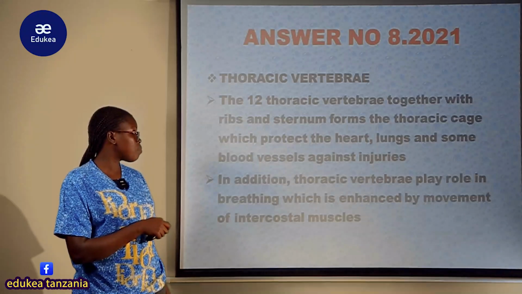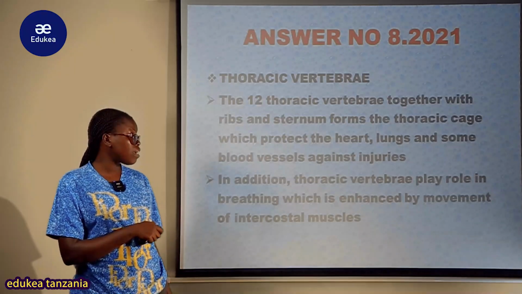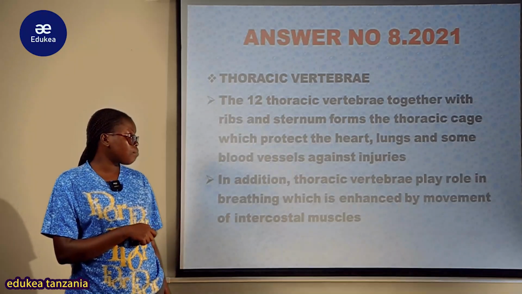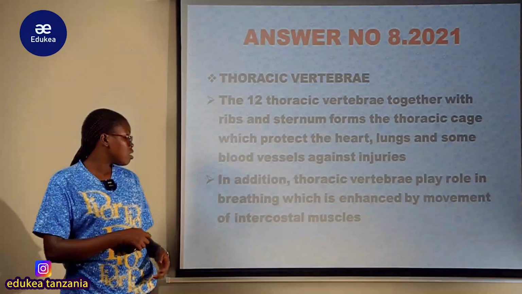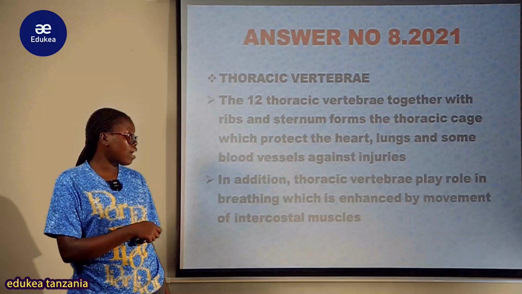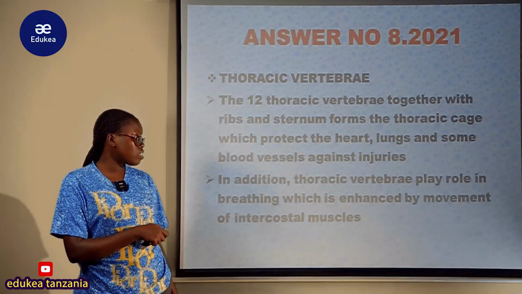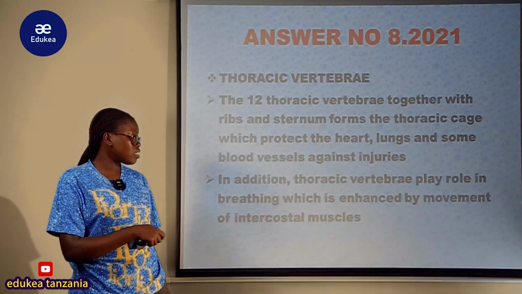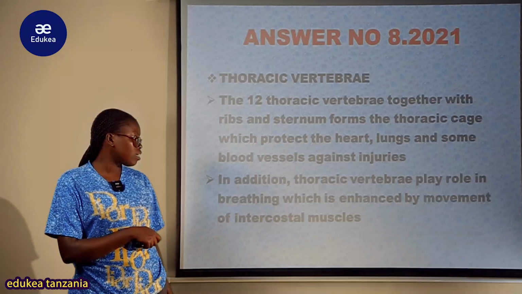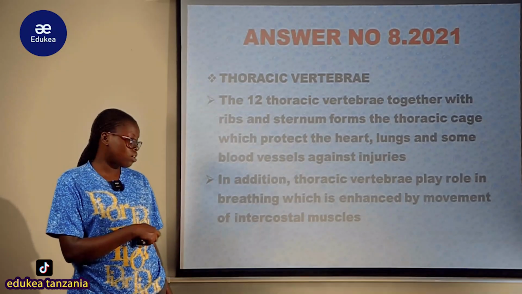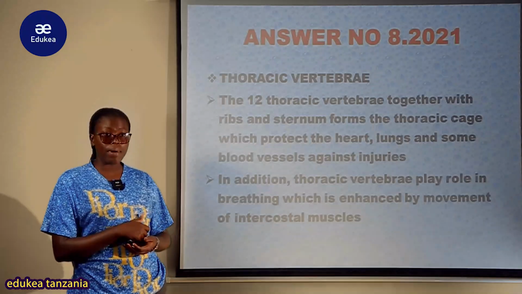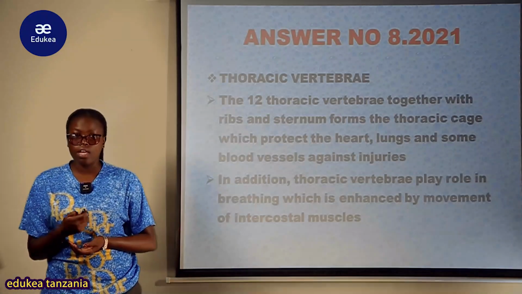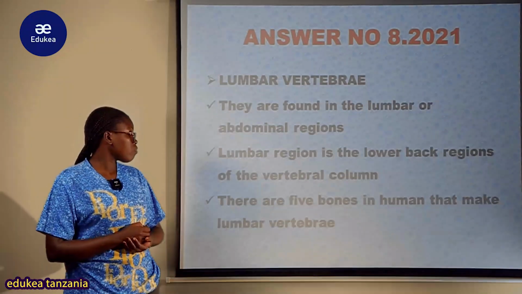Another is the thoracic vertebrae, which together with the ribs and sternum form the thoracic cage, where the lungs are located. So it helps in protection of the heart, lungs and some blood vessels against injuries. In addition, thoracic vertebrae play a role in breathing, which is enhanced by movement of the intercostal muscles. So up to there you can see the adaptation of the thoracic vertebrae as one of the components of the exoskeleton.